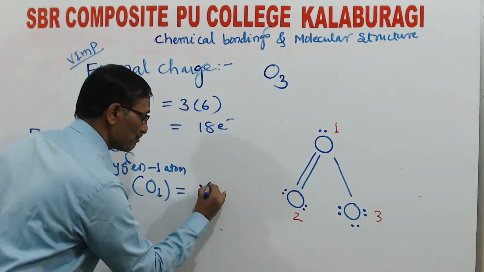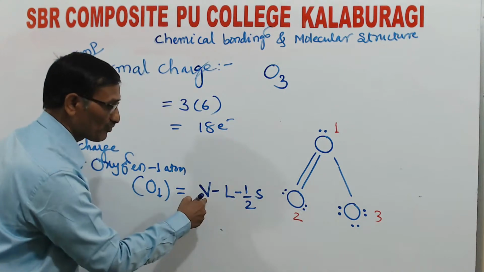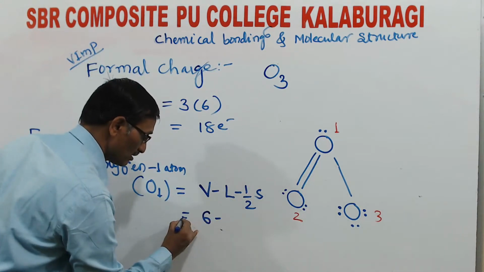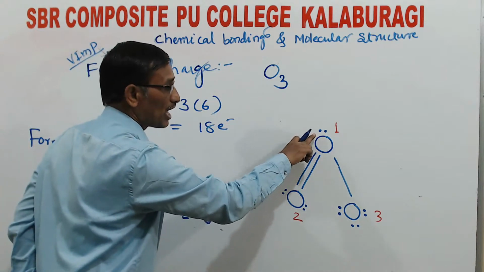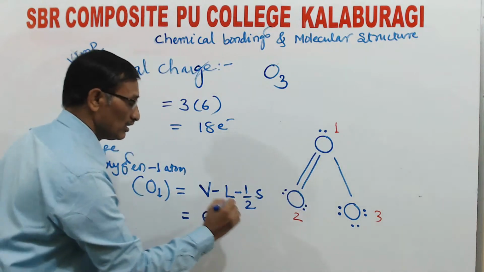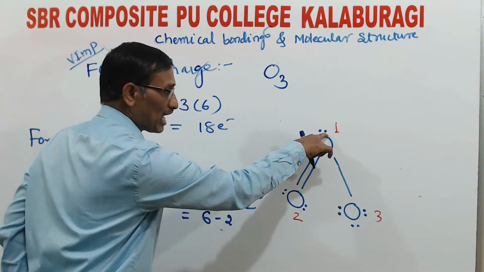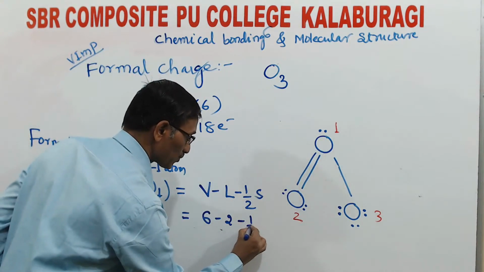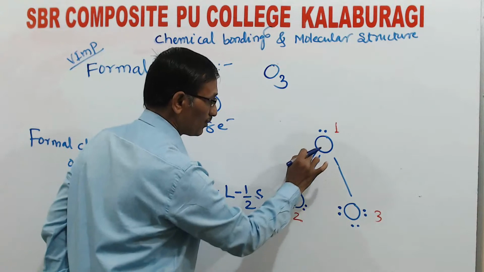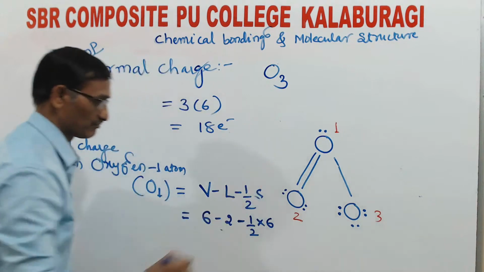Again I will write V minus L minus 1 by 2 into S, students. What about V? Valence shell electrons. For the oxygen atom, 6. L is the lone pair, non-bonding electrons. Total number of non-bonding electrons is 2, so 2 lone pair, 1, 2, then minus 1 by 2 into S. What about the S value here? Shared pair, bonded pair: 1, 2, 3, 4, 5, 6, students. I will write here 6.